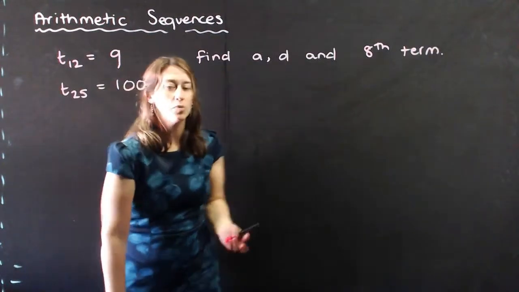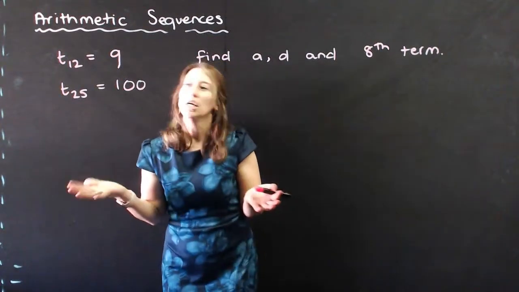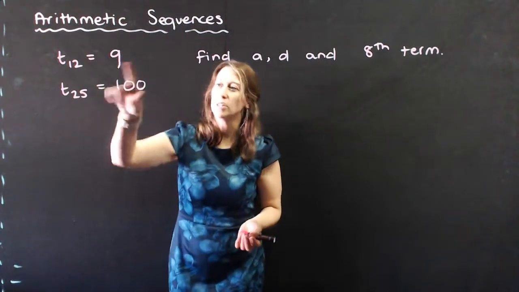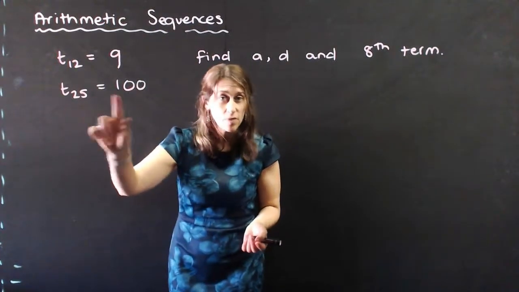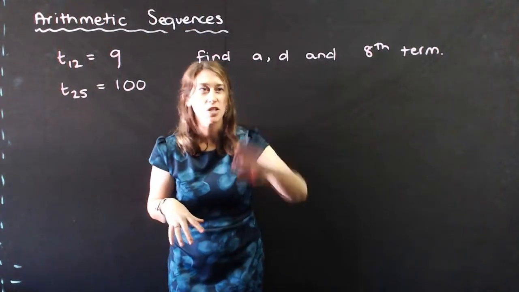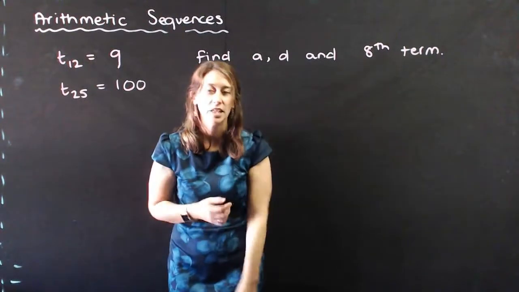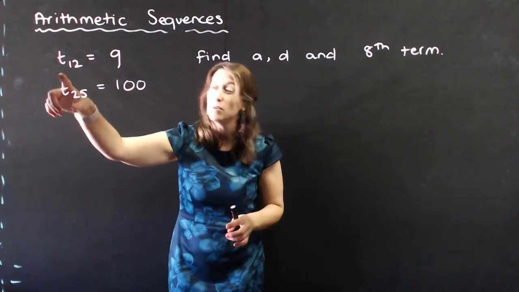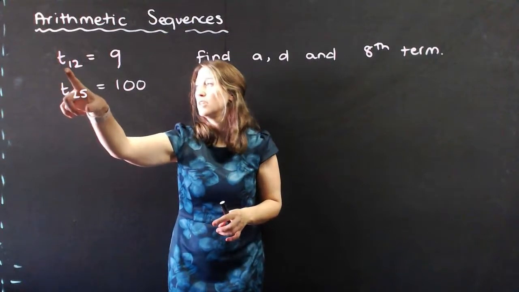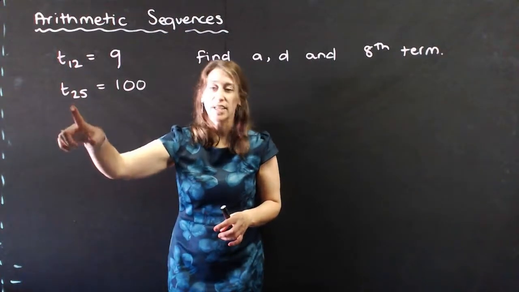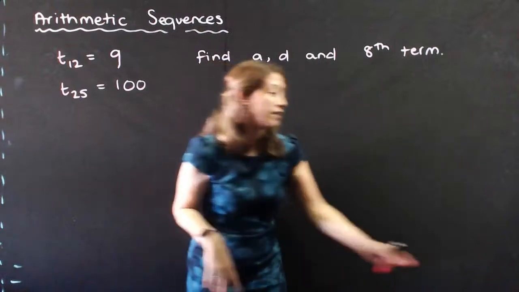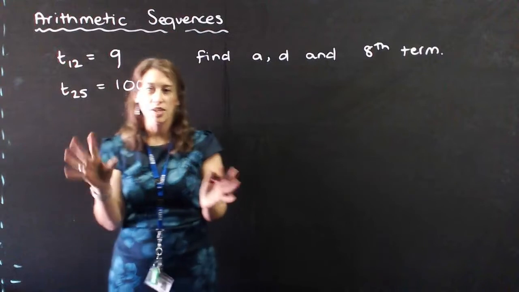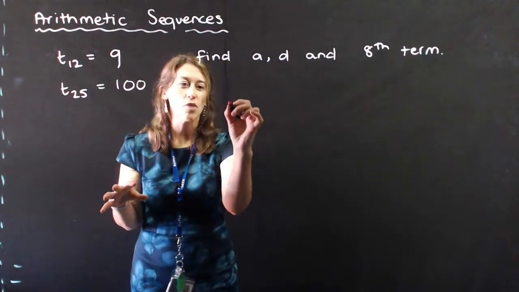Alright, the most common examples you get, and I haven't written the whole example out, is where you've got a sentence that says, you know, the 12th term of a sequence is 9, the 25th term of a sequence is 100, find the first term, the common difference, and what's the value of the 8th term. Now you'd have to take from that the notation. So if we're dealing with the 12th term, we write T12. If we're dealing with the 25th term, we write T25. Okay, so we're going to now formulate a couple of equations with the information that we've been given. So let's write one for the 12th term.